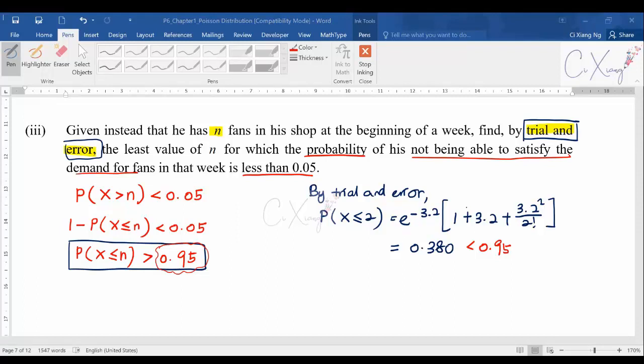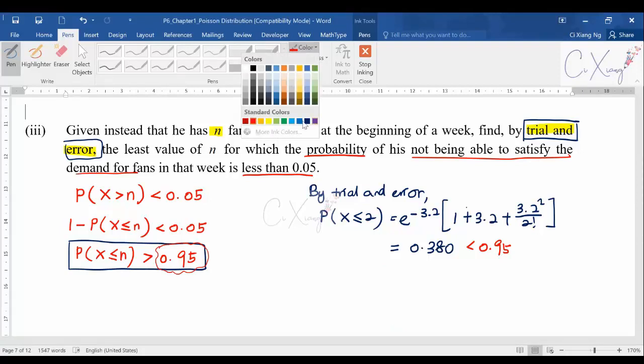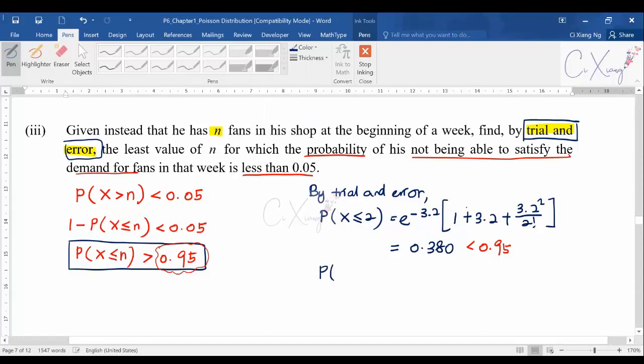Then therefore, 2 is not your answer. You have to continue and try. Maybe you try X ≤ 3. In your steps here, once you show the formula one time, you don't need to show it again. So for this one, you can calculate without writing out the formula. You get 0.603, which is still smaller than 0.95. So that means 3 is not the answer.